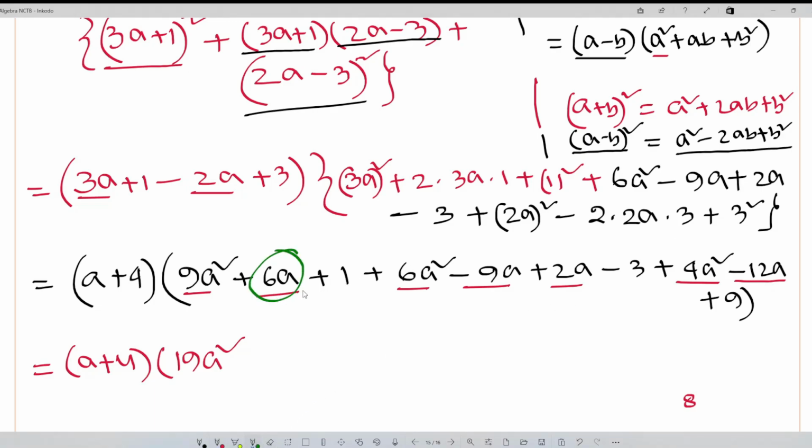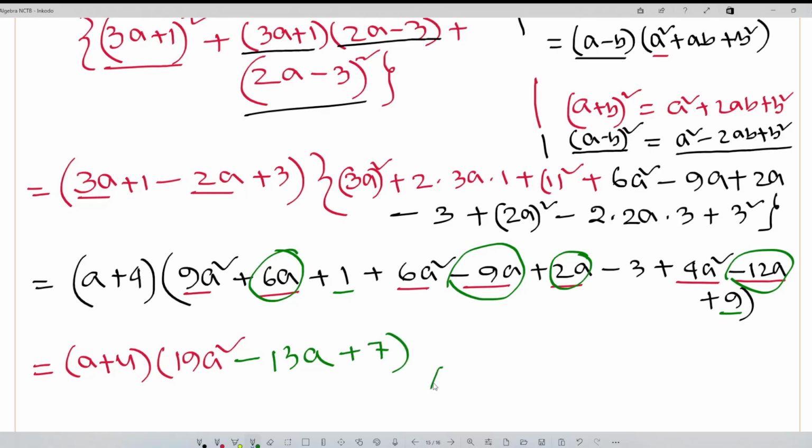So this 6a we already took and 2a, it means this is 8, and here is minus 9a and minus 12a, it means minus 12 plus 9 is 21, so 21. So 8 minus 21, it should be minus 13. Therefore we can write minus 13a. Okay, and next, this is plus 9 plus 1, it's 10. 10 minus 3 is what? Plus 7, and this is our answer.